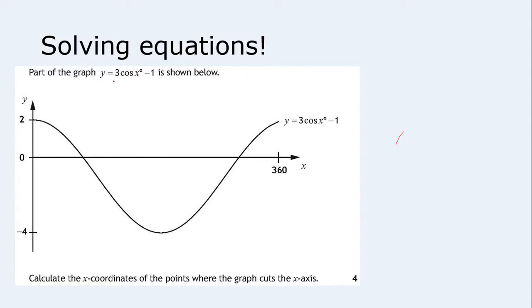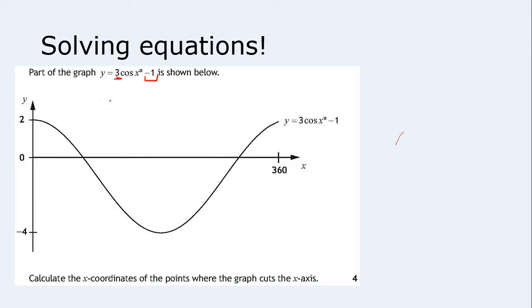So here we've got a graph, y equals 3 cos x minus 1. So just to refresh on a couple of things, this 3 here is the amplitude. Okay, so the amplitude of this graph is 3. And the minus 1 is important as well. This is the vertical translation. So that is how far it's been moved up or down.